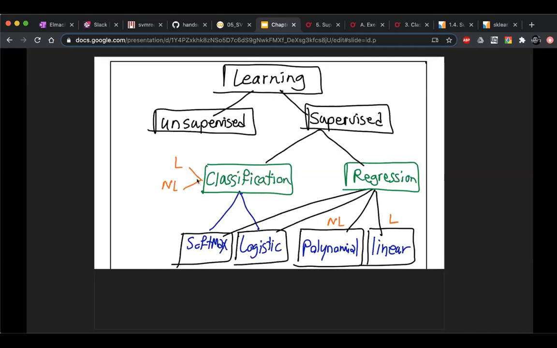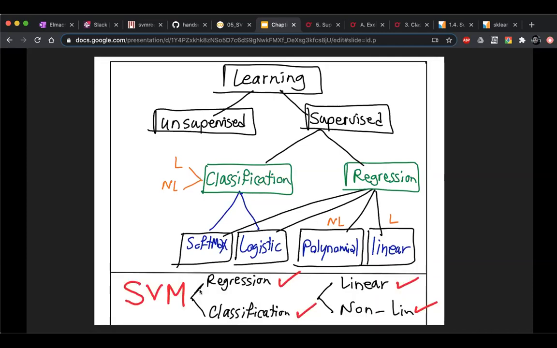Now, where do support vector machines fit? This is like a set of models, or one model, that has the functionality of doing regression tasks and classification tasks, and can do linear and nonlinear. It can handle linear and nonlinear data.